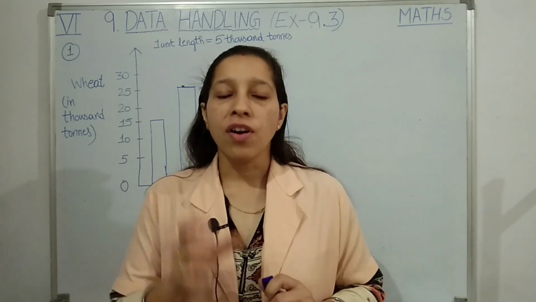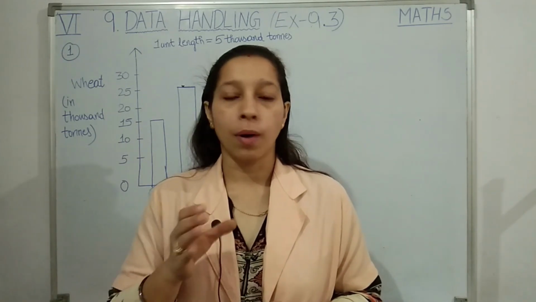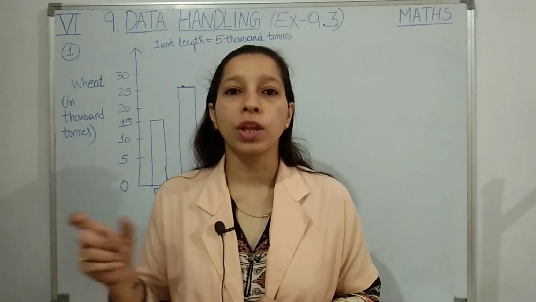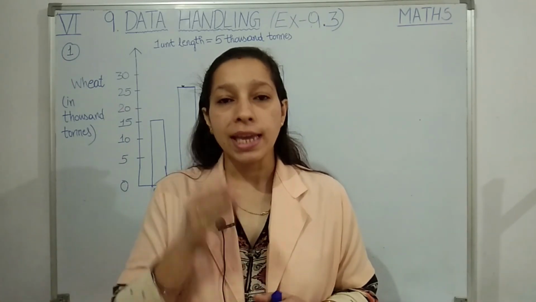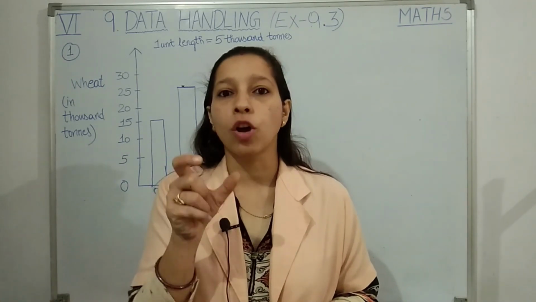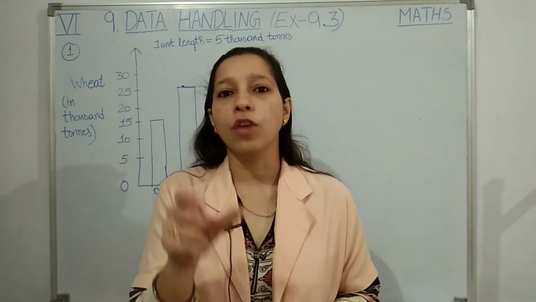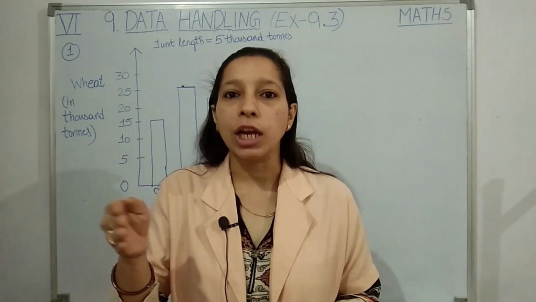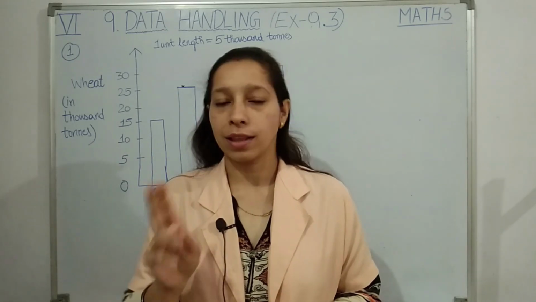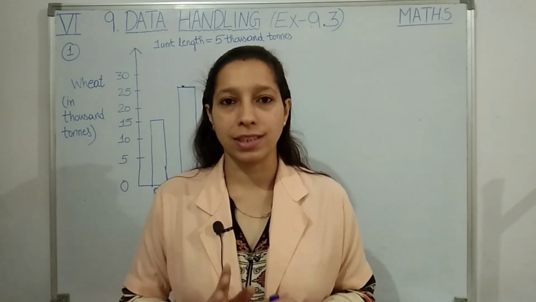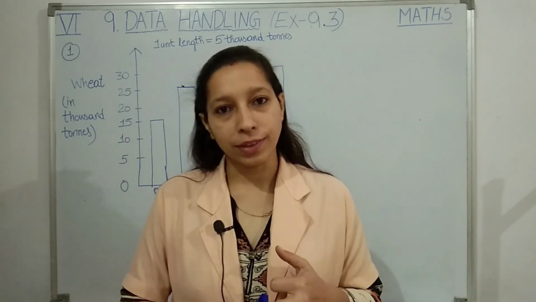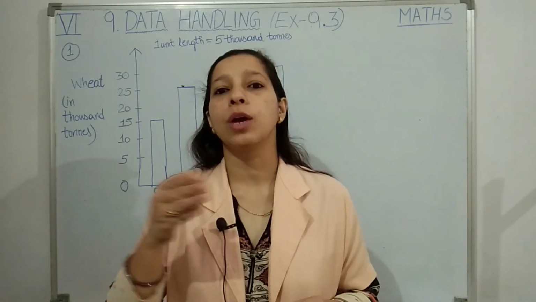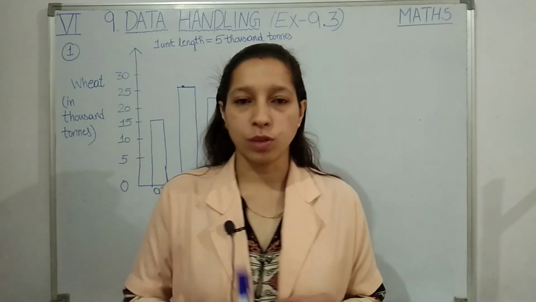A graph which is made up of bars, bars of uniform width. Uniform width means equal width. The width or breadth of the bars will be the same for your graph, and there will be equal spacing between each bar. These two important things you have to always remember, students. Bars will be of the same width and there will be equal spacing between each bar.